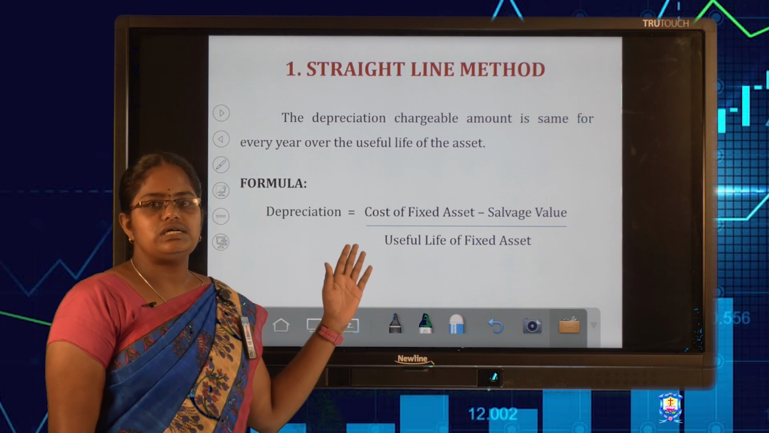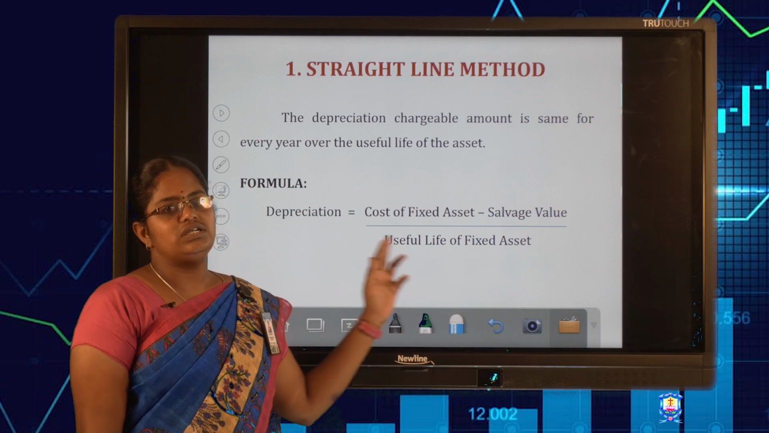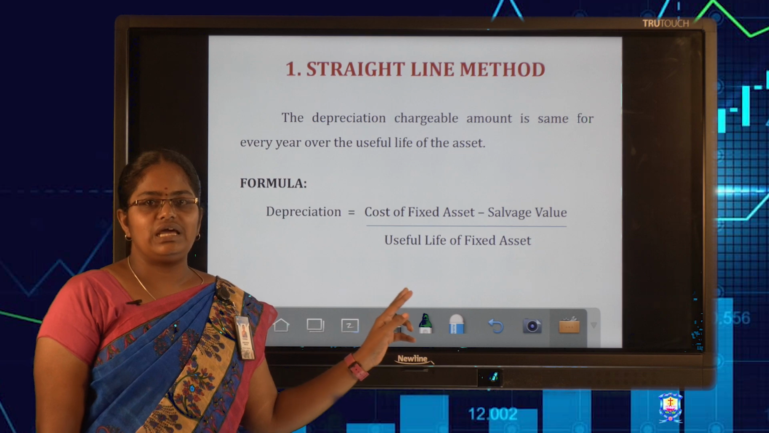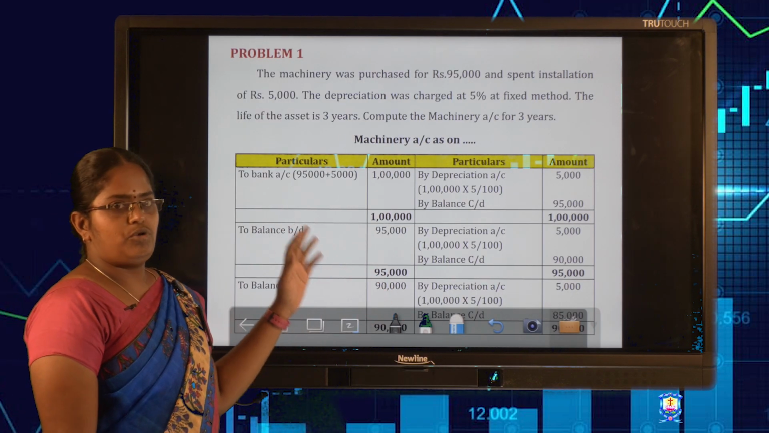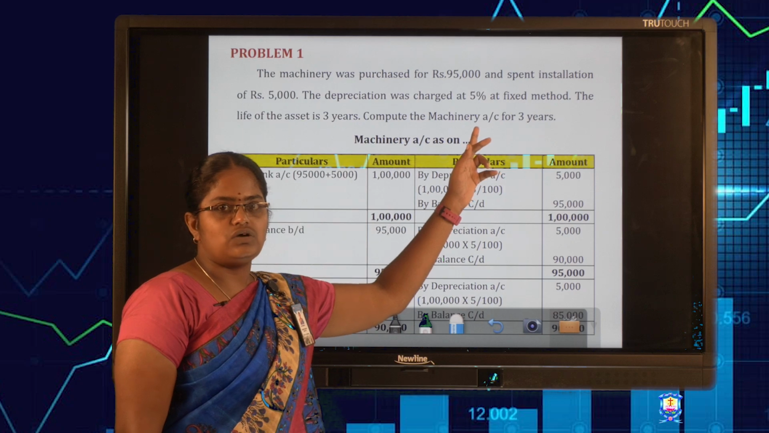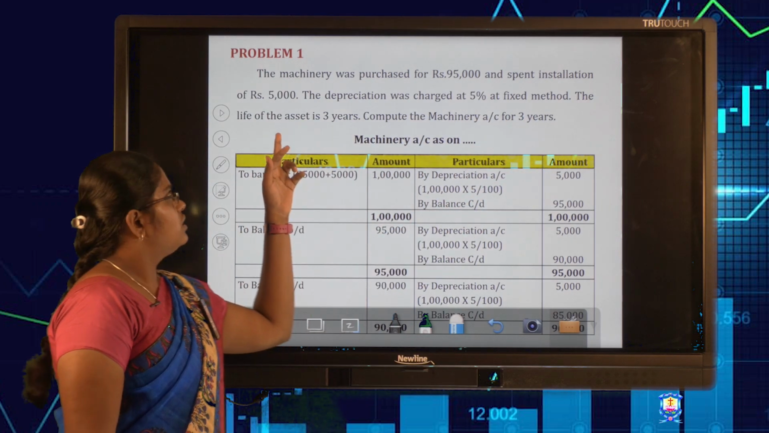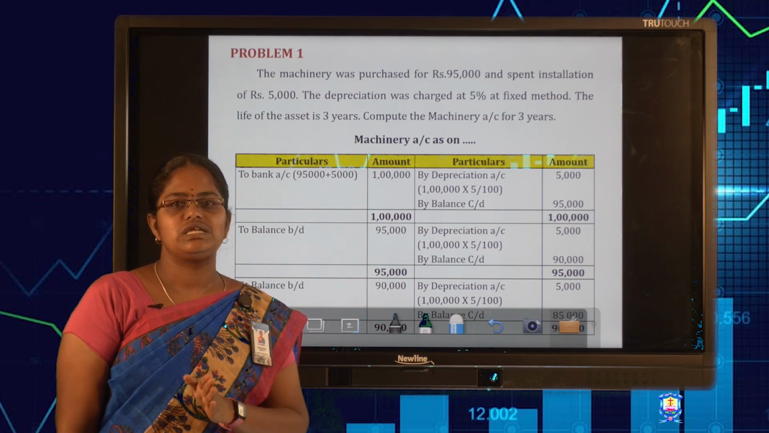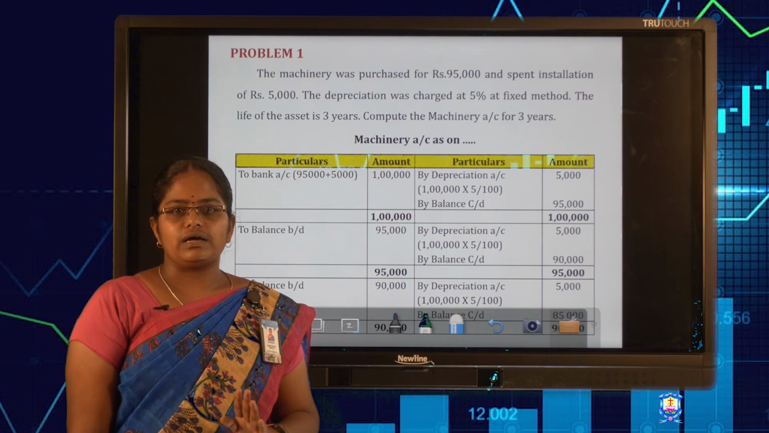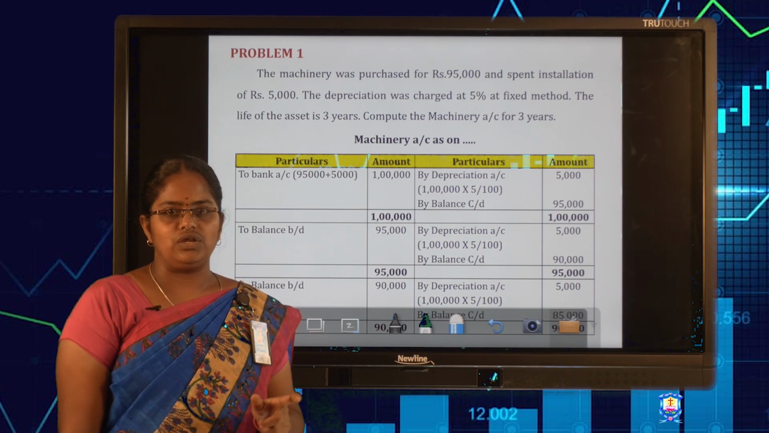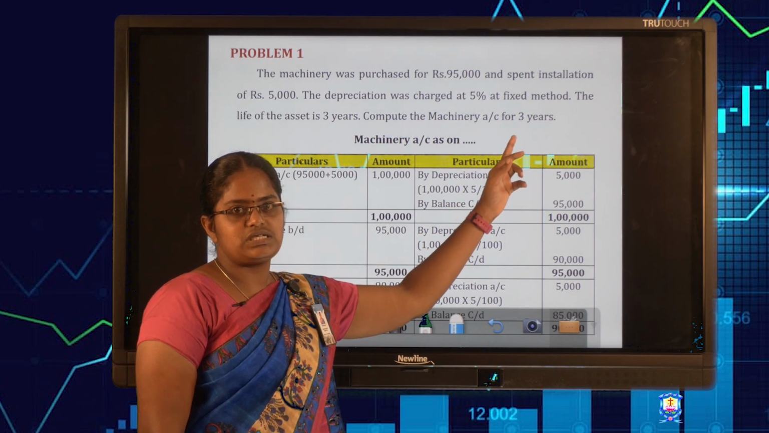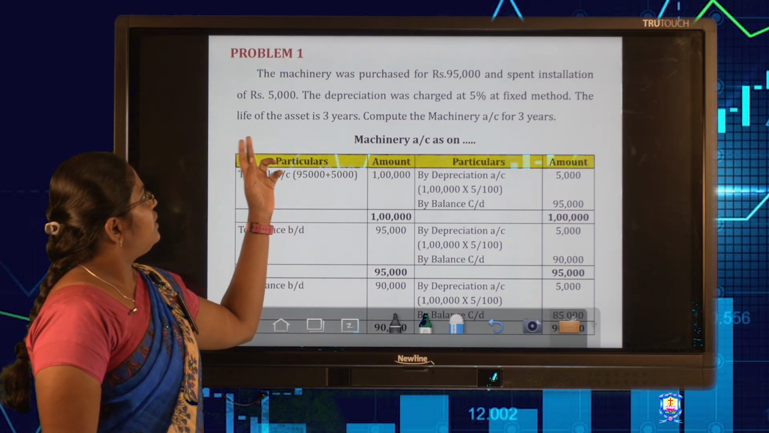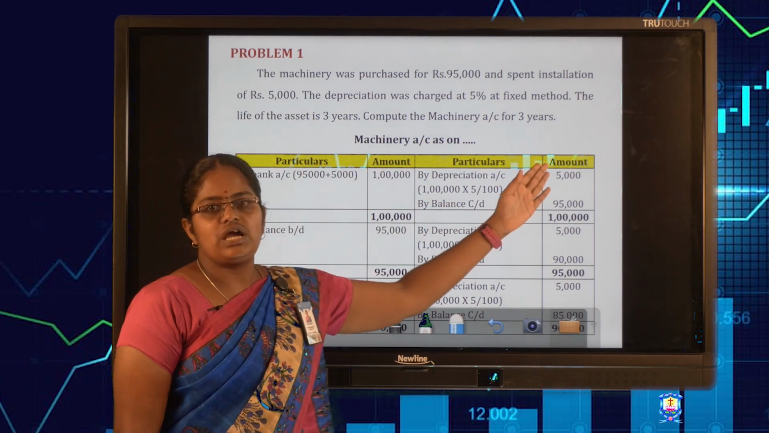The formula is cost of fixed asset minus scrap value divided by useful life of the fixed asset. This is the formula for calculating the straight line method. For example, let me show one problem. The machinery was purchased for 95,000 and installation charges were 5,000. So the total fixed asset value is 95,000 plus installation 5,000, totally 1 lakh. 1 lakh is considered as the total fixed value. Then the depreciation was charged at 5% on fixed method, which is otherwise called the straight line method. The life of the asset is 3 years. Compute the machinery account for 3 years.